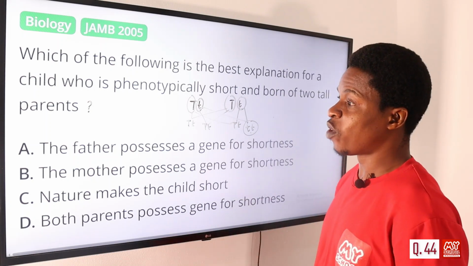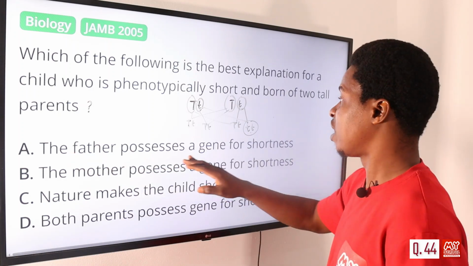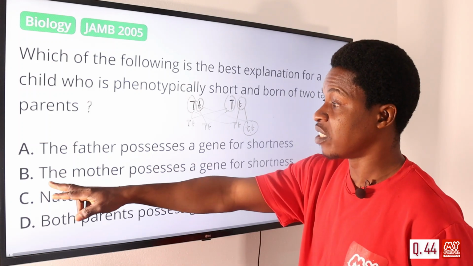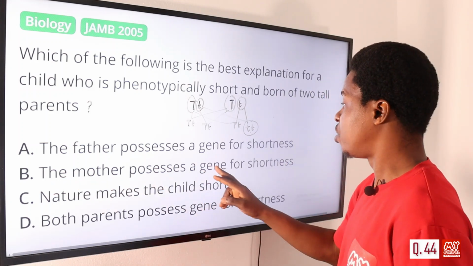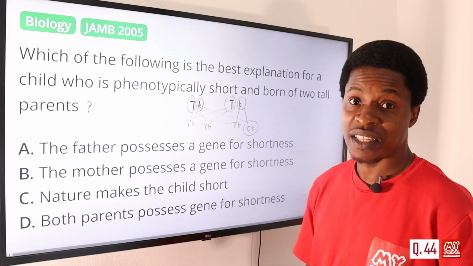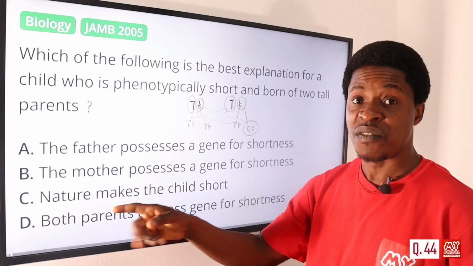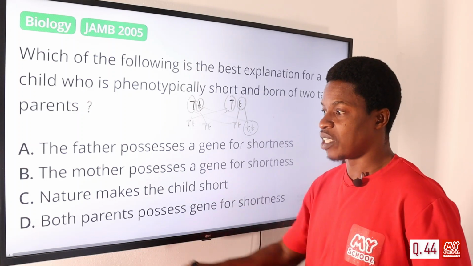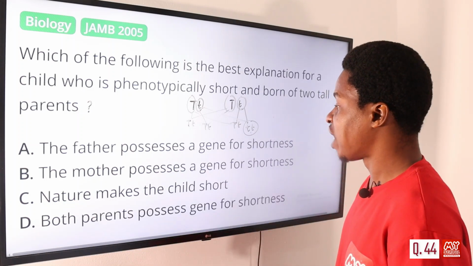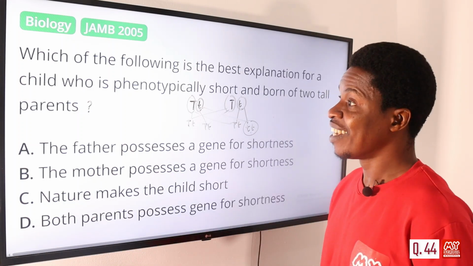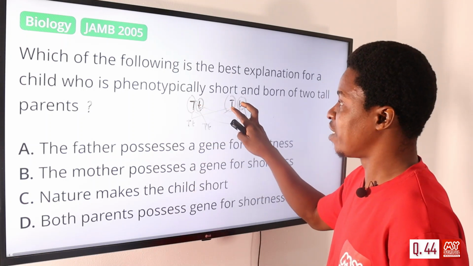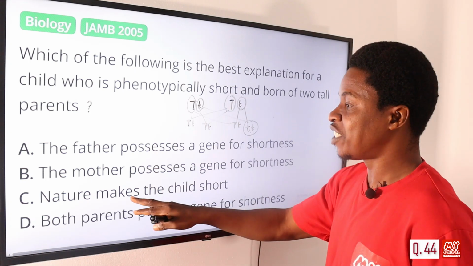So what is responsible for that? Option A says the father possesses a gene for shortness. How about the mother? That's not correct. Option D says the mother possesses a gene for shortness. How about the father? If it's only the mother, there's no tendency because there has to be a crossing between the two. Option says nature makes the child short. Of course, because we have these traits here, both these genes that are here, naturally.